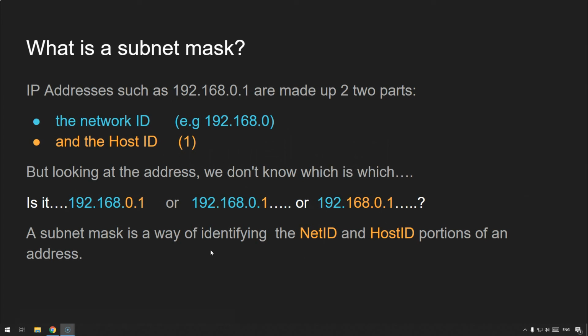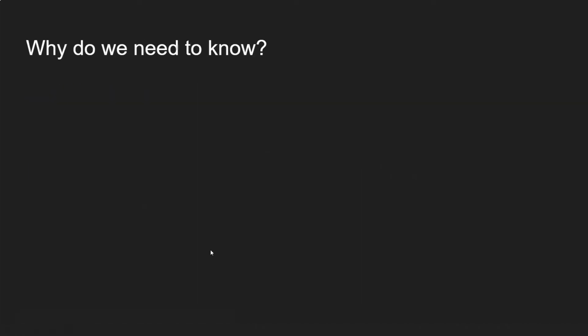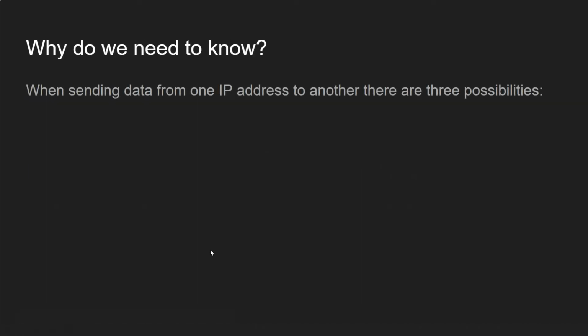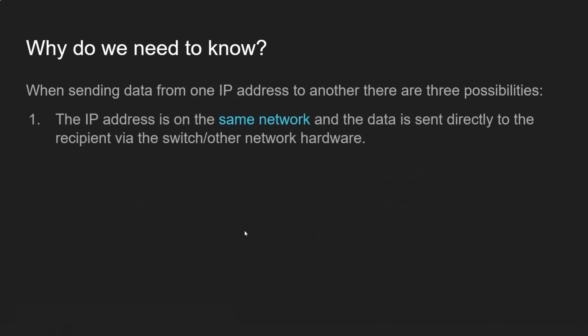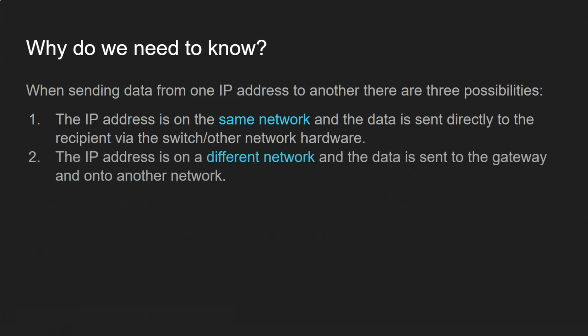Well, when we're sending data between computers, there's three possibilities. Either you're sending it to somewhere on the same network, in which case you just want to send it directly to that recipient via the switch, which is fine. But if it's on a different network, you need to do something completely different. You can't just send it directly to them. You need to send it off to the other network, often via different networks, and you send it via the gateway and the router, and then it disappears off to a different network.